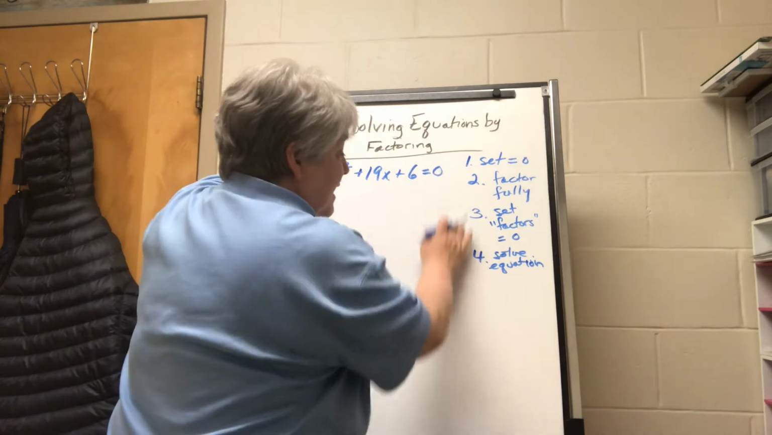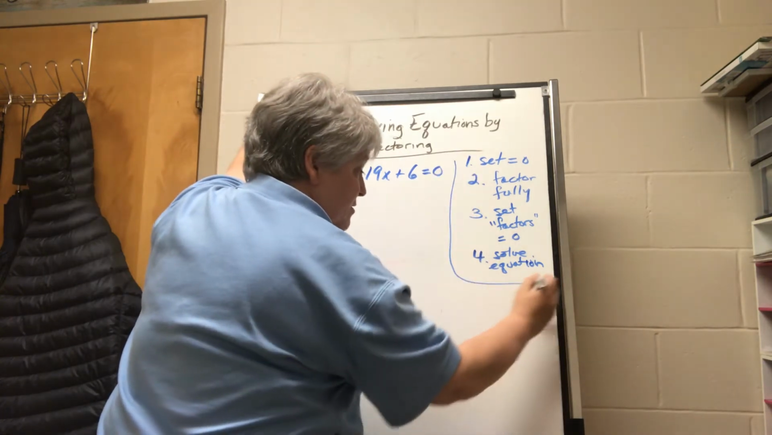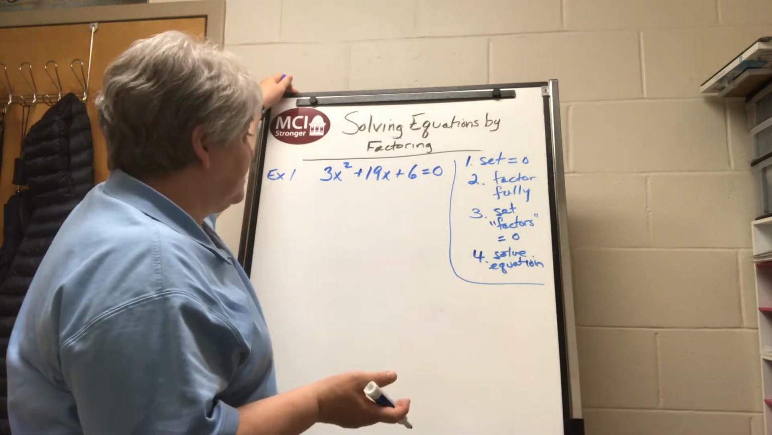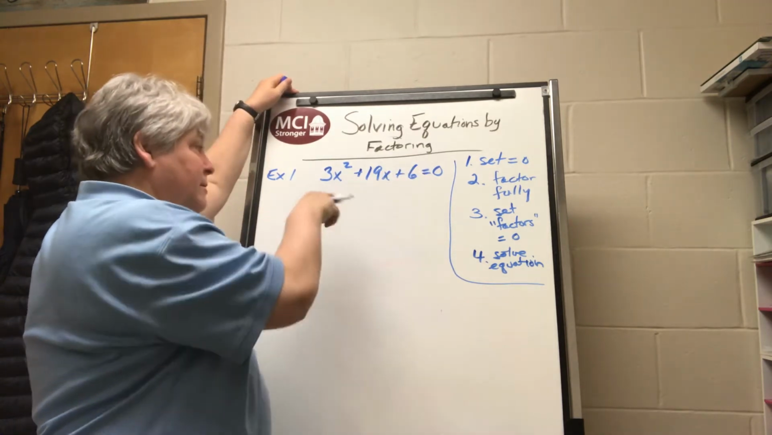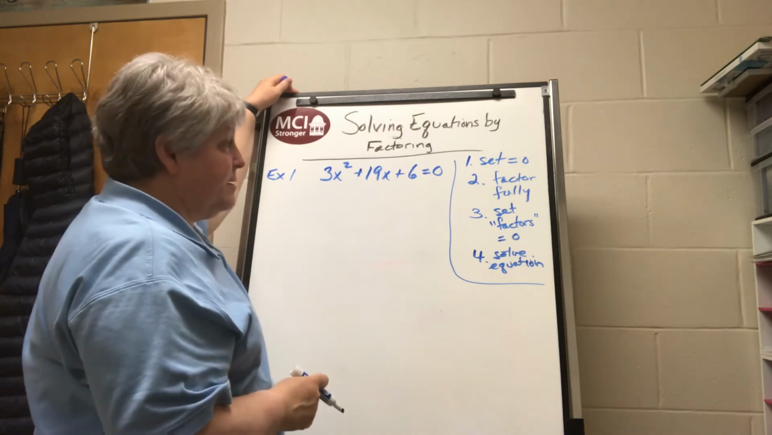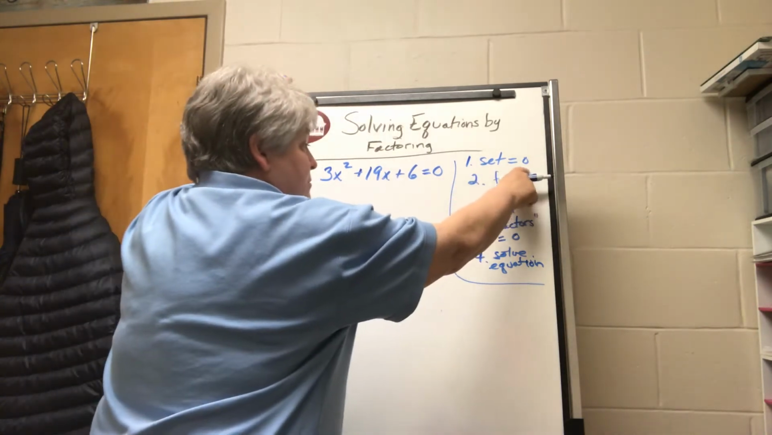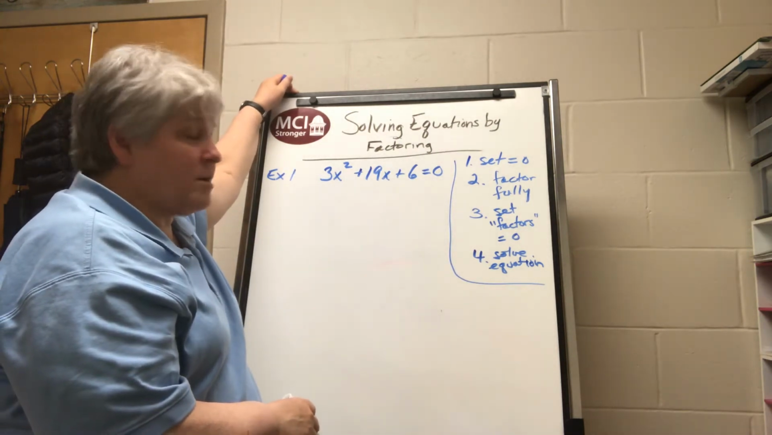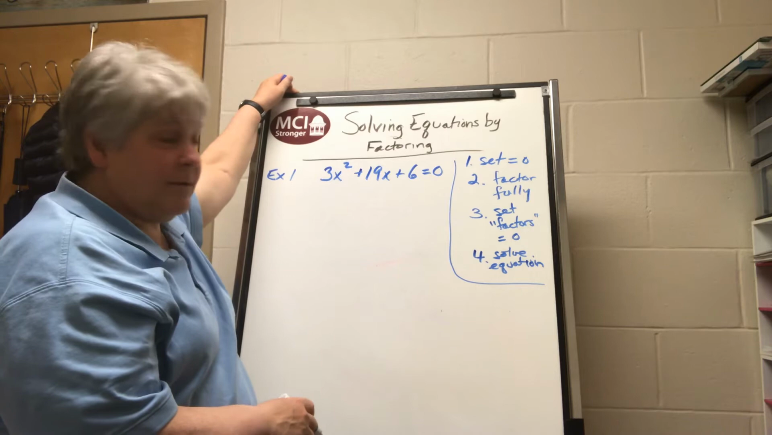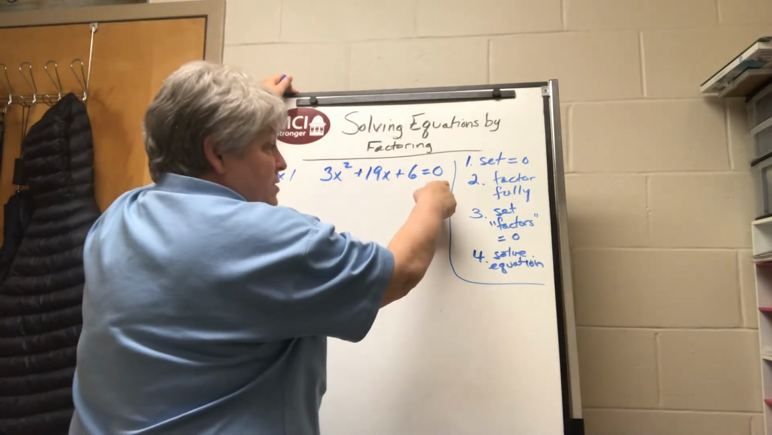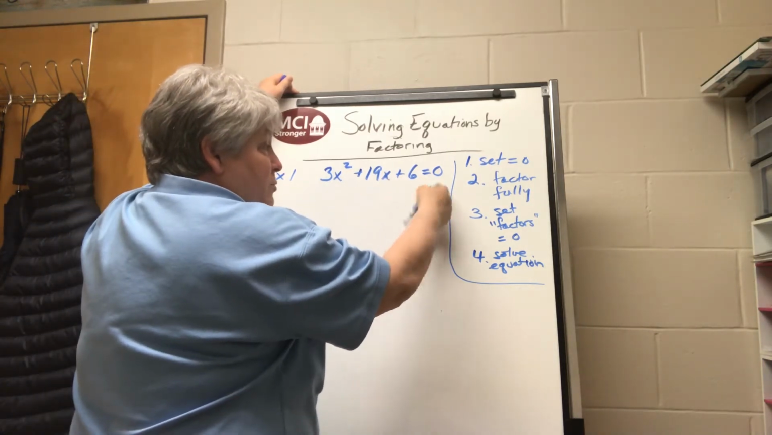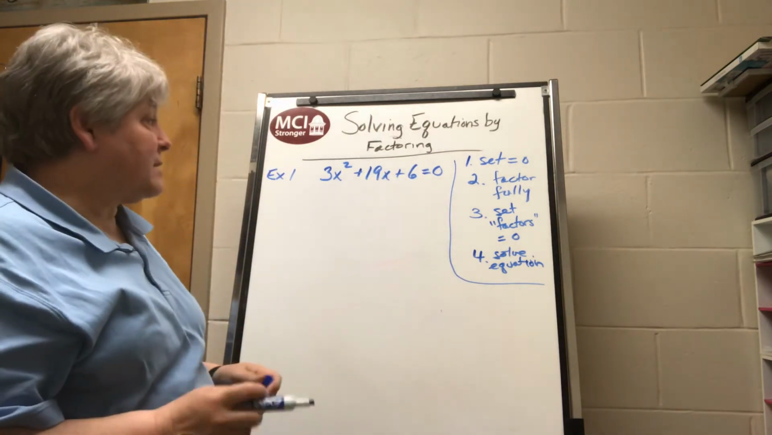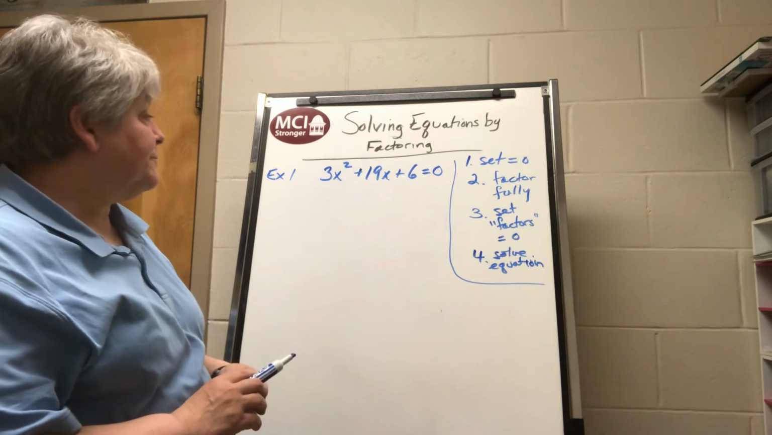So let's go ahead and apply this algorithm. An algorithm is just a fancy word for an ordered list of steps to do something. Let's apply this algorithm to this problem right here. Get it set equal to 0. Do you see how there's a 0 already alone on one side? Well, somebody already did step 1 for us then. If this had been a negative 6 over here, I would have added 6 to both sides to bring it over to this side. But I need a 0 on one side of the equal sign.